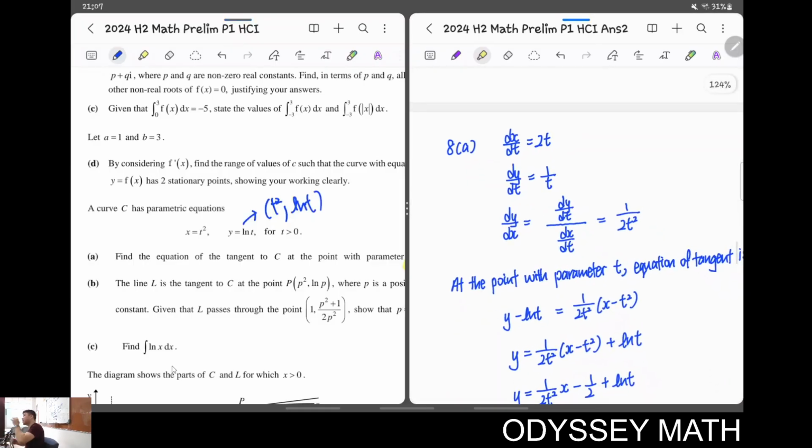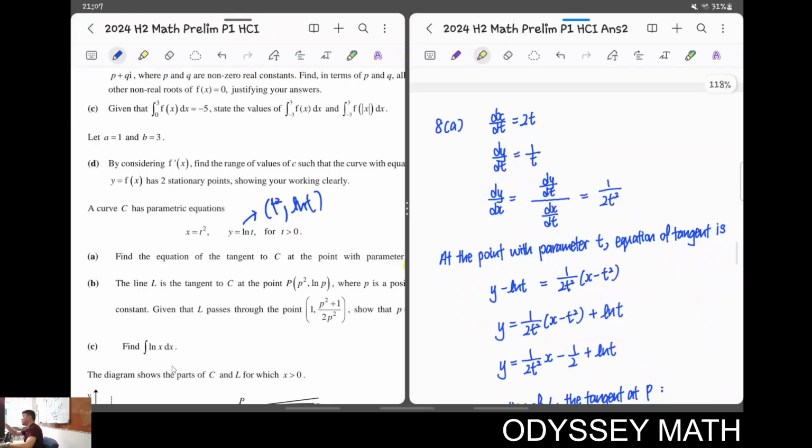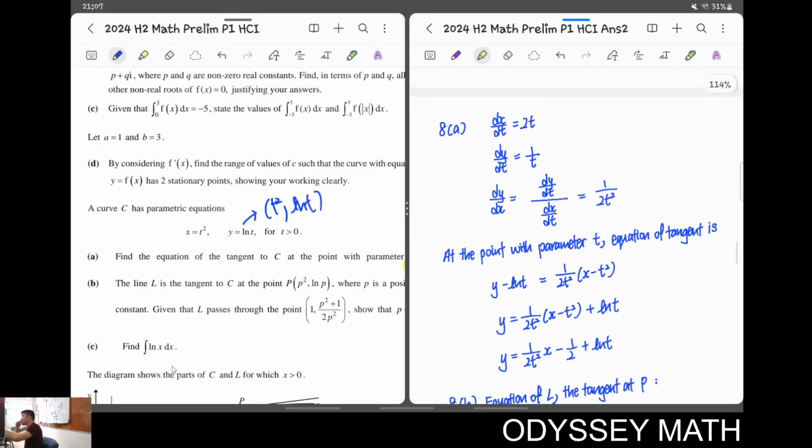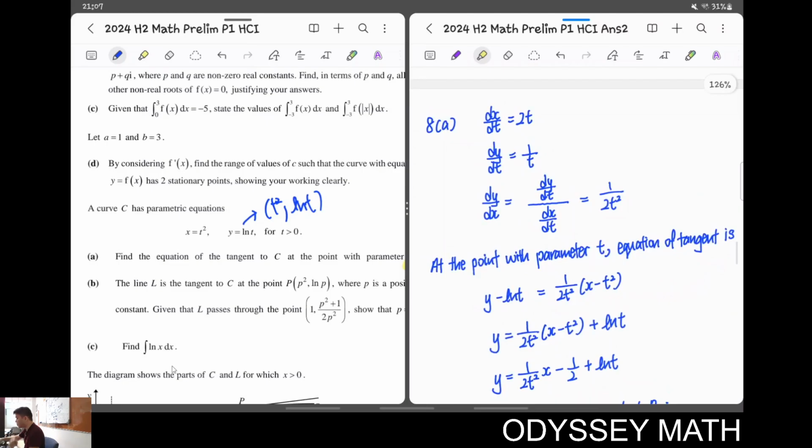Same thing, do dx/dt, do dy/dt, then dy/dx is dy/dt divided by dx/dt, which is 1 over 2t squared, right? So at the point with parameter t, the equation of the tangent is basically y2 minus y1 over x2 minus x1, understand or not? And then the gradient is 1 over t squared. So if you bring this over, it's simply y2 minus y1 over x2 minus x1 equals the gradient. Got it? And then you just do algebra.